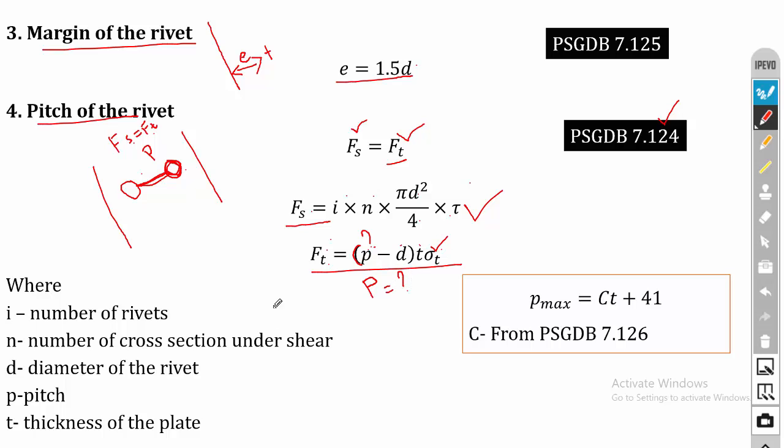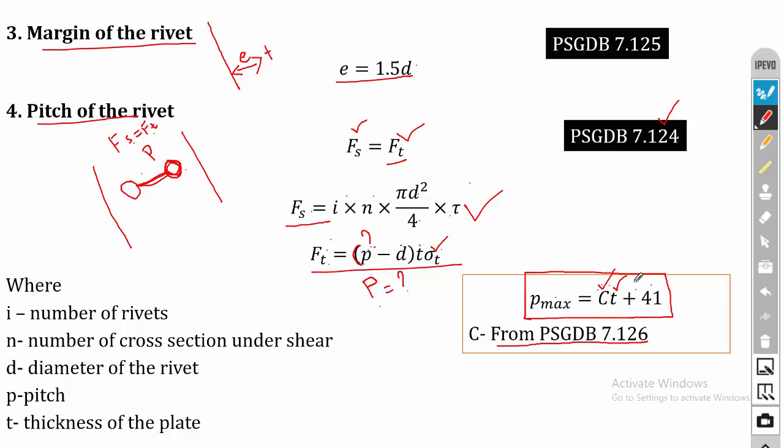So once after calculating the pitch value, we have to ensure whether the calculated pitch is under the safe limit. So the maximum pitch is Pmax is equal to Ct plus 41. Okay, so C is a constant. Okay, so C we have to take from data book page number 7.126. I'll show you how to select the values from the data book.